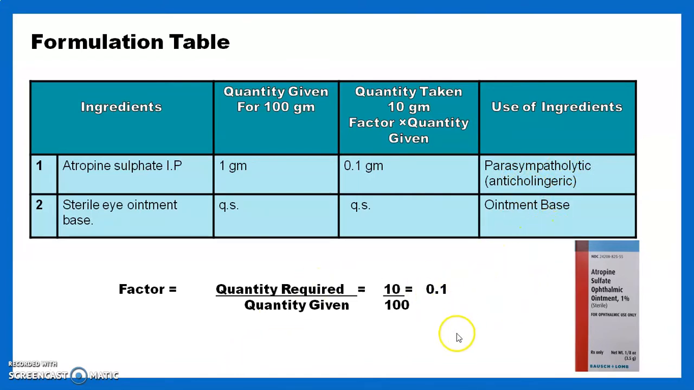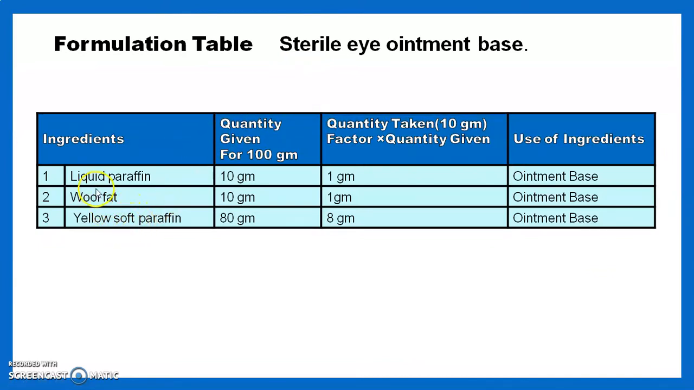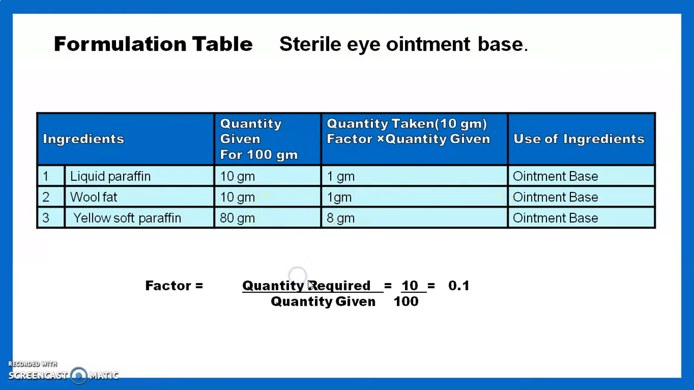Then we see the formulation table required to prepare the sterile eye ointment base. Sterile eye ointment base is prepared using liquid paraffin, wool fat and yellow soft paraffin. This is for 100 grams. We only prepare 10 grams, so again we calculate the factor. The factor will be 0.1, and we calculate the quantity required for the ointment base: liquid paraffin 1 gram, wool fat 1 gram, yellow soft paraffin 8 grams. In this way we get 10 grams of ointment base, which is required for our 10 gram ointment.